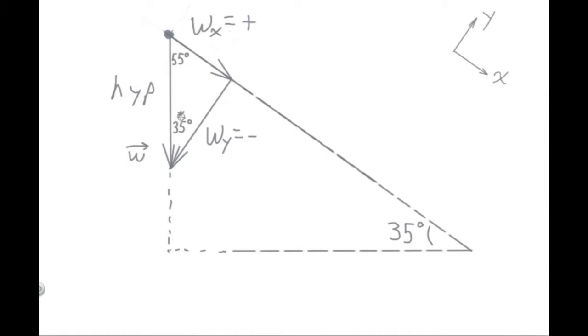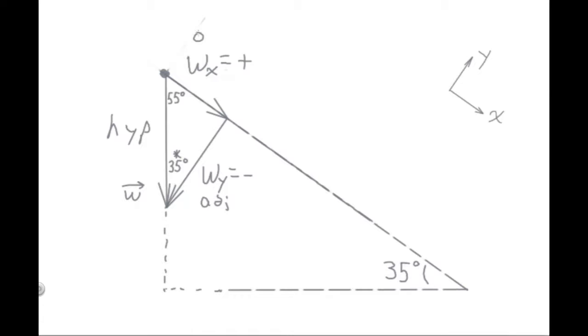So if I focus on this angle, that means that this side is adjacent. Adjacent to who? Adjacent to the 35 degrees that we're focusing on. And this side is opposite to the 35 degrees that we're focusing on. We can't figure out who's opposite and who's adjacent until we find the angles inside here and decide which angle we're focusing on.